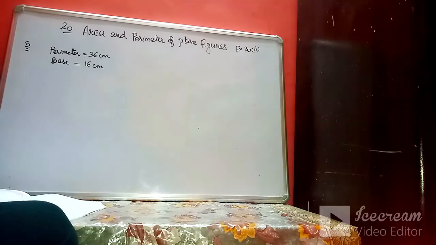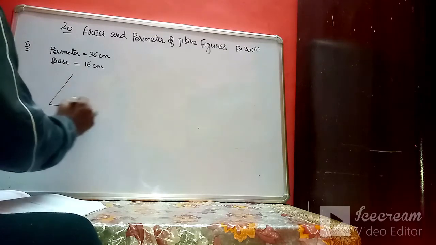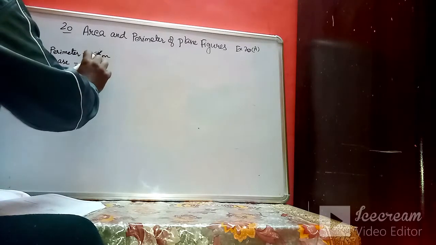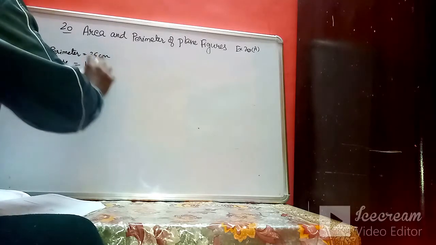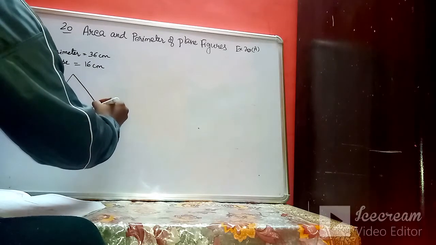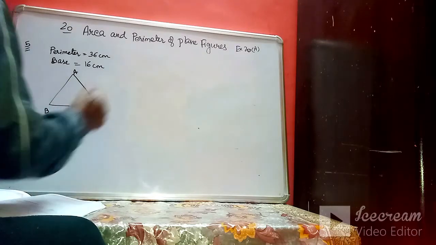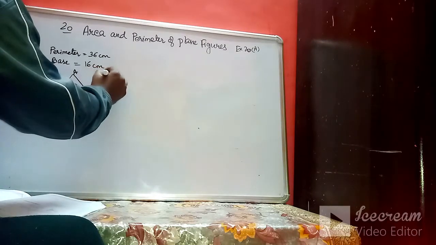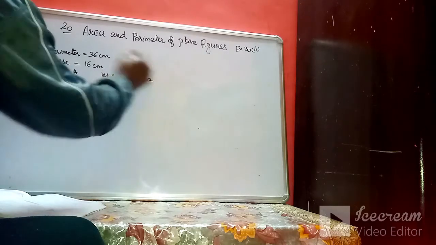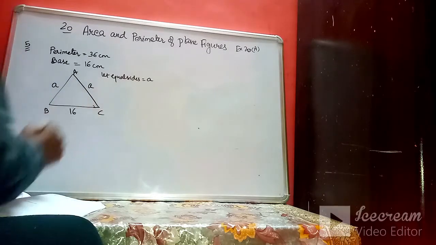So what do we know about the isosceles triangle? We know that in isosceles triangle opposite sides are equal and base is the side which is the unequal side. So this is our isosceles triangle. So if I let equal sides equal to A, it becomes A, it is A and it is 16.